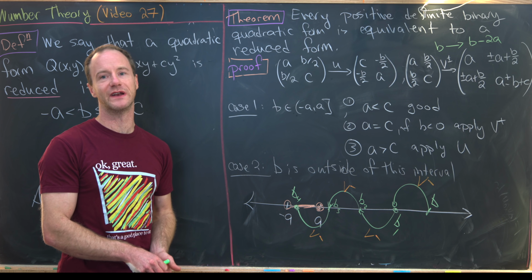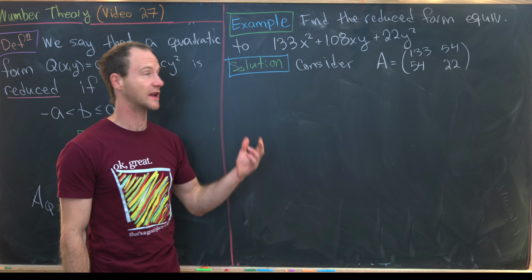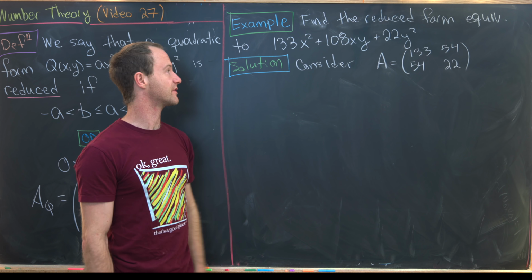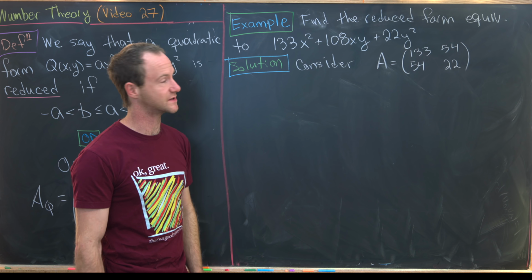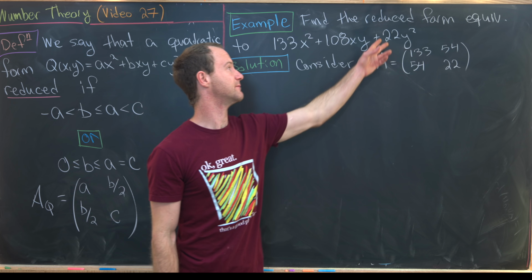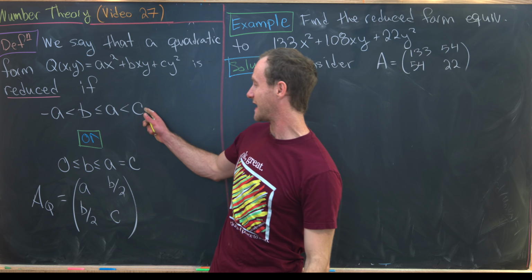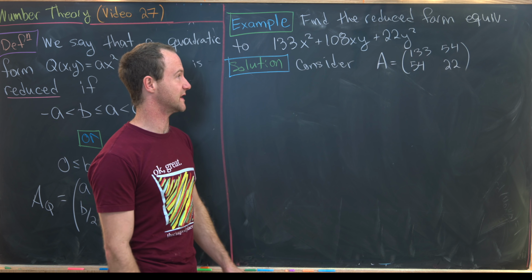Okay, so let's run through an example. All right, now we're ready to look at an example. So we want to find the reduced form equivalent to the following quadratic form: 133x squared plus 108xy plus 22y squared. Let's notice that our A component is most definitely bigger than our C component. So that's not satisfied in any of these cases. So that means we've got some fixing to do.